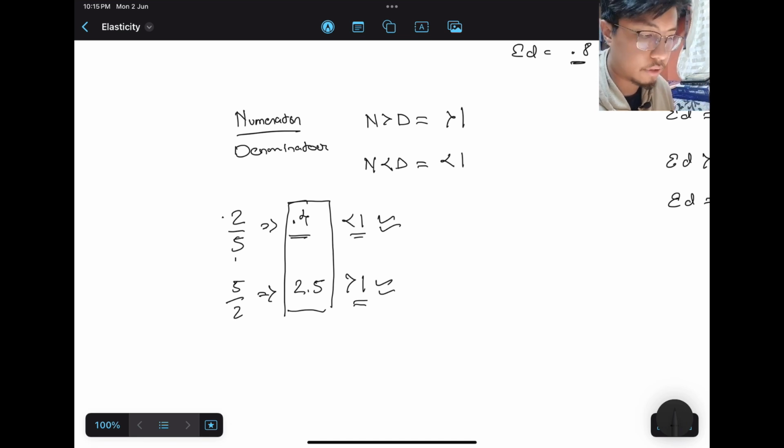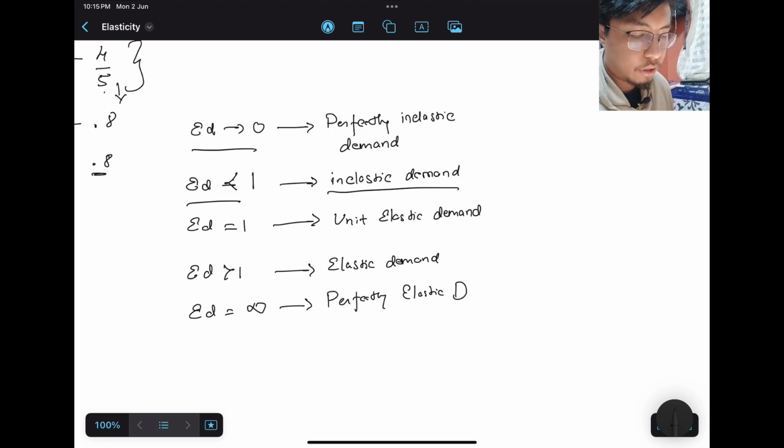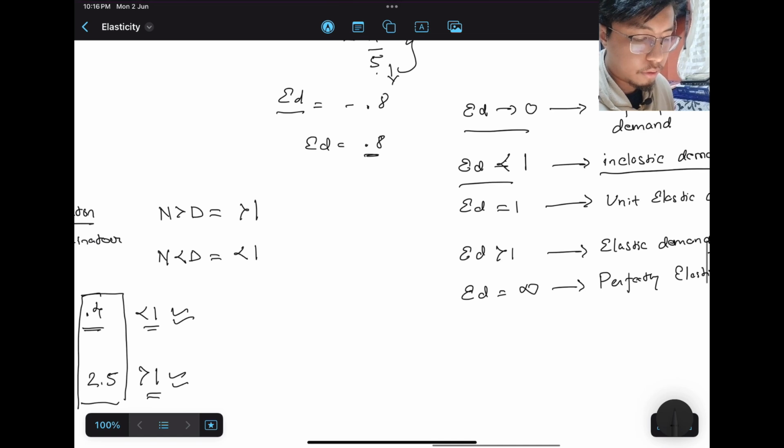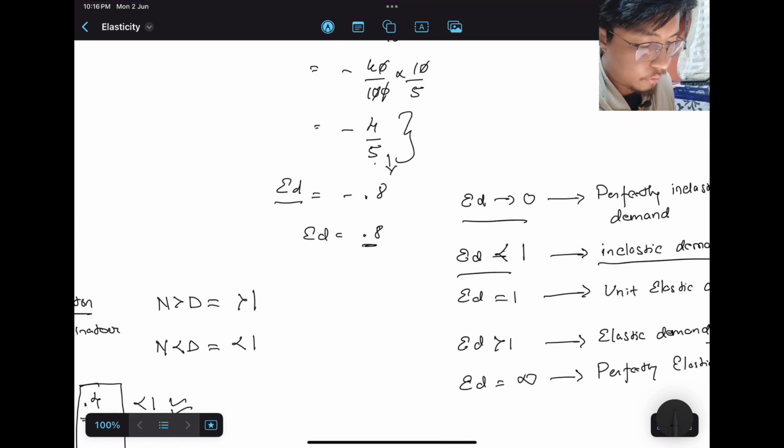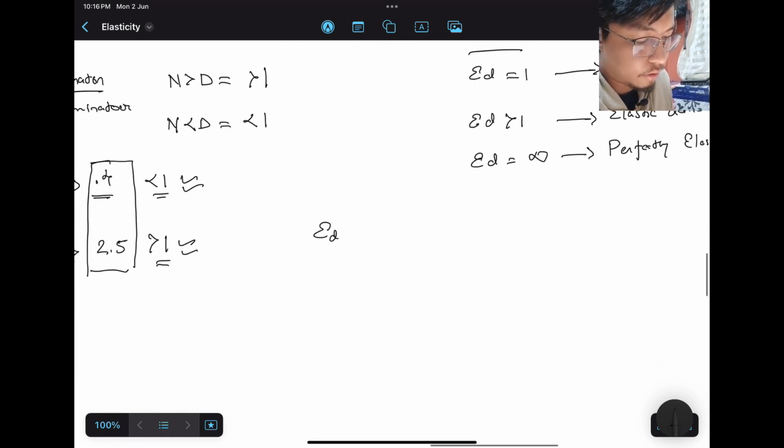Okay, that much is needed, because you want to find out whether the price elasticity of demand is inelastic or elastic, or unit elastic, perfectly inelastic. Okay, now what does this mean? Okay, we'll go back to our discussion with ED 0.8. Okay, so we found ED is 0.8. Now remember what I told you.